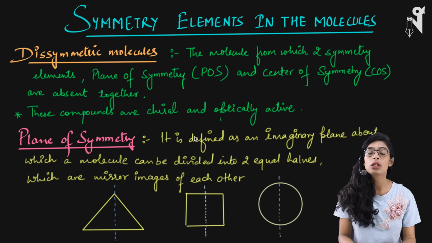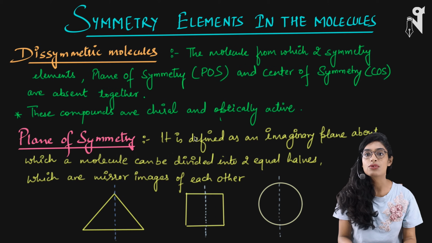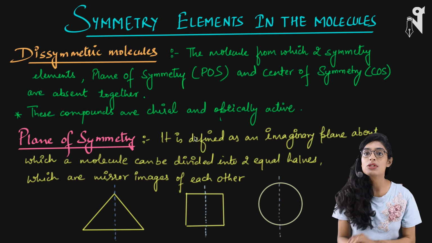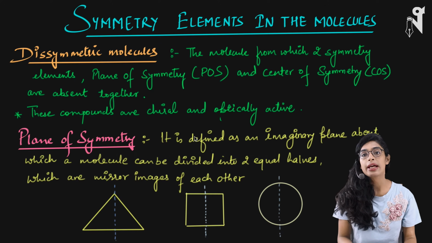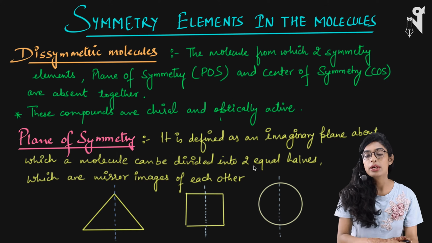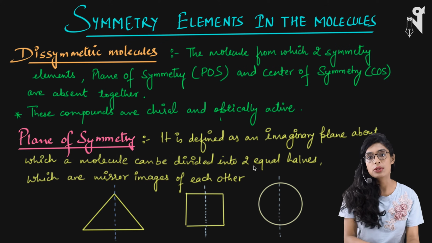I'm not going to teach you all the 23 elements of symmetry, but we'll definitely talk about a few important symmetry elements which we have to look for, whether they are present or absent. Then we will decide whether a particular compound is symmetric or not symmetric, and whether it possesses chirality or does not possess chirality.